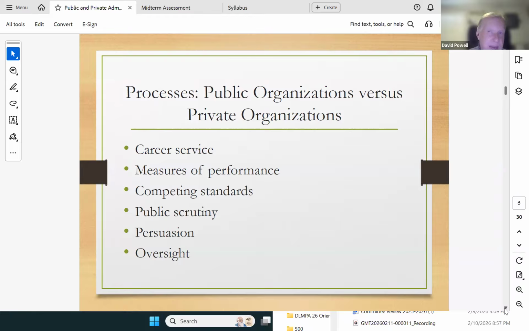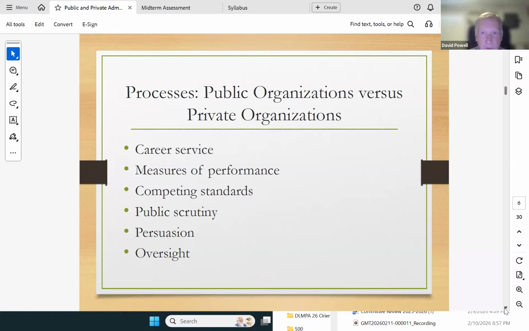We have competing standards, more so in the public as compared to the private sector. We know that we serve the executive, the legislature, the judiciary. We serve national and state governments. Because we have all these different entities that we are serving, all these different entities may impose different standards and expectations on us, and those standards and expectations may conflict with each other.